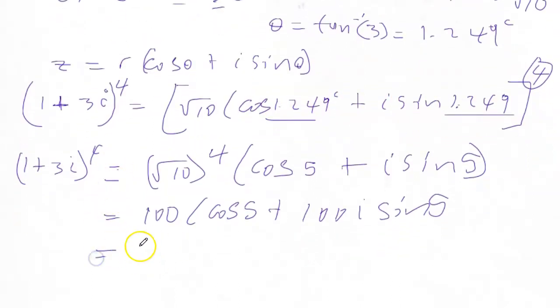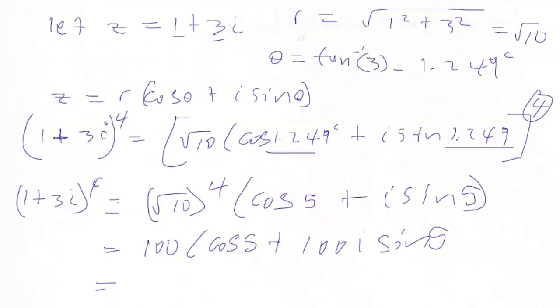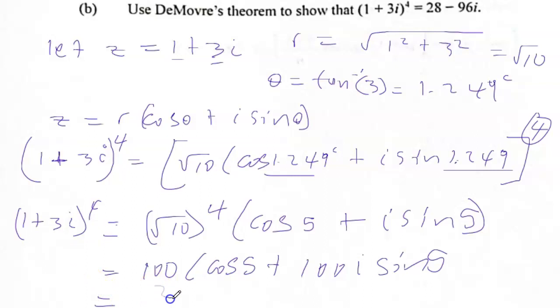Alright, so we have 100 cos 5 already, so we just need to work that out in our calculator. Remember, 5 is in radians, so 100 cos 5, that's 28. And 100 sin 5, that's negative 96. So 28 minus 96i. So the proof is complete.